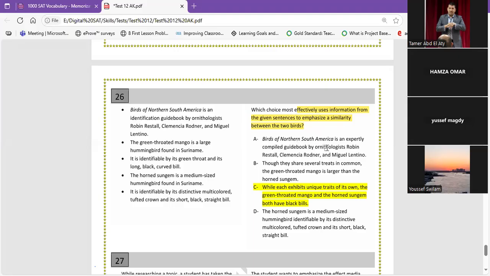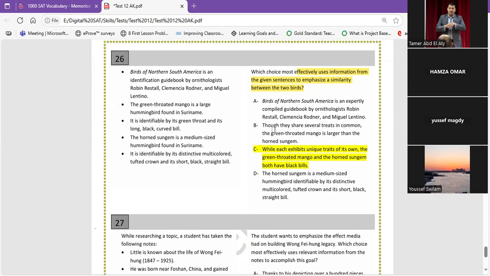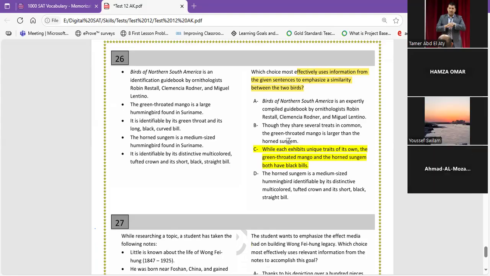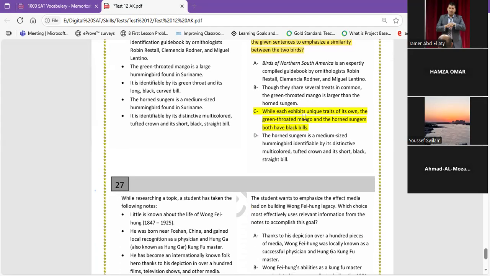Birds of Northern South America is an expertly compiled guidebook by ornithologist Robin Redstone, Clemcia Ronder, and Magwell Lentino. I'm sorry? You told me the similarity between two birds, and here you mentioned only one kind of birds. No. The green-throated mango is larger than the horned. Okay, he doesn't show the similarity. He showed the differences. While each exhibits unique traits of its own, the green-throated mango and the horned sunbeam both have black bills. Yes, here it shows similarity.